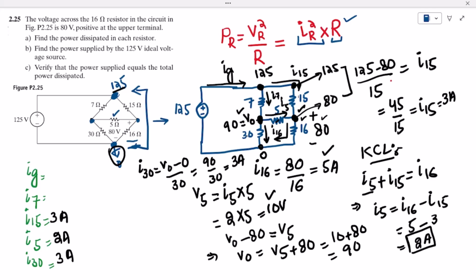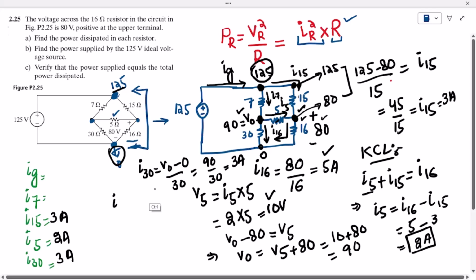Okay, this current is also known. Now the only remaining current is this I7. Again, the potential or the voltage at this point is known. So 125 minus V naught divided by 7 will be I7. So the value of I7 is what?